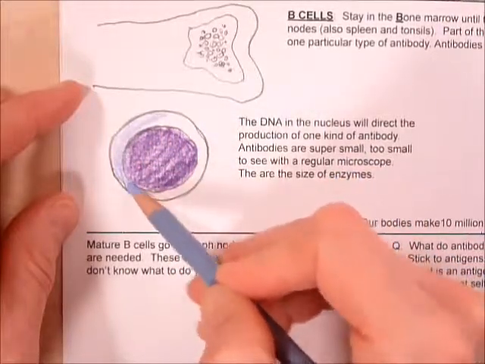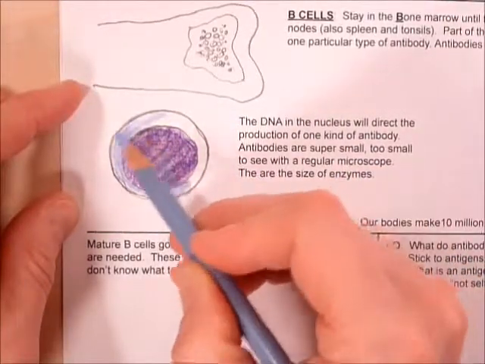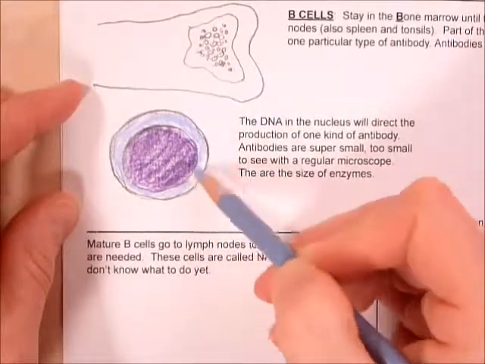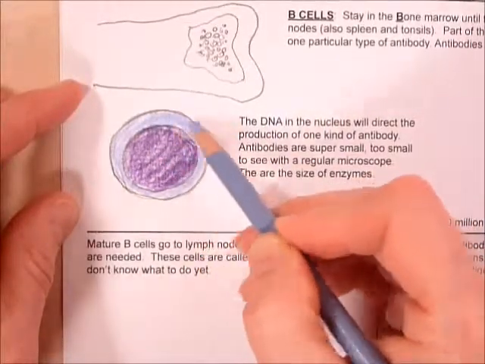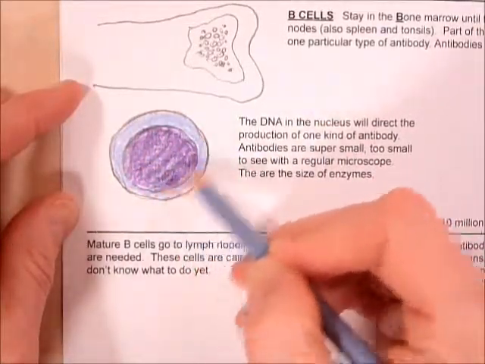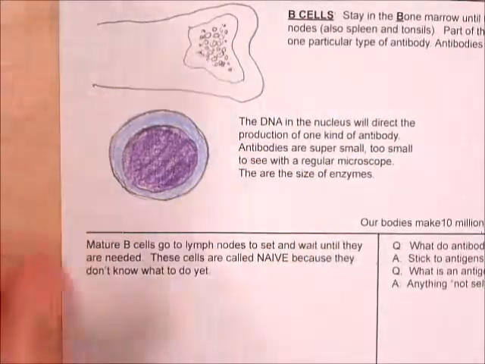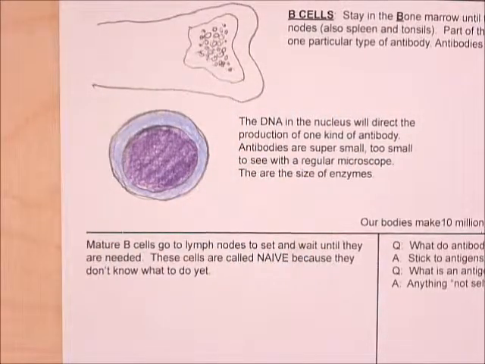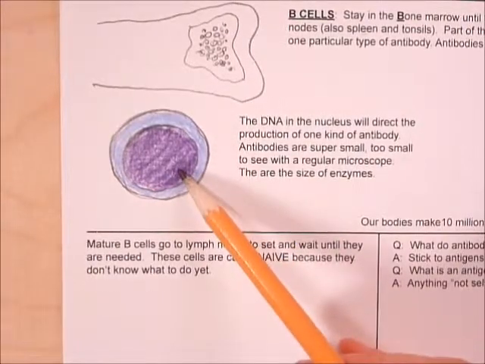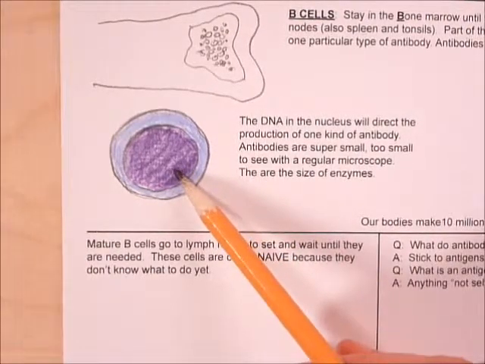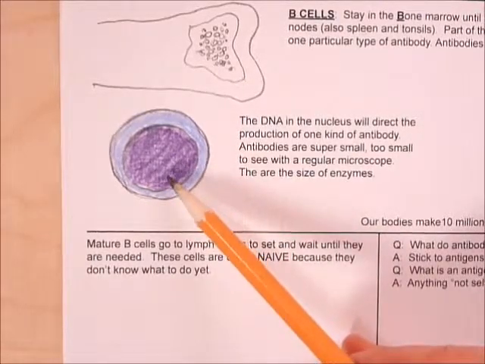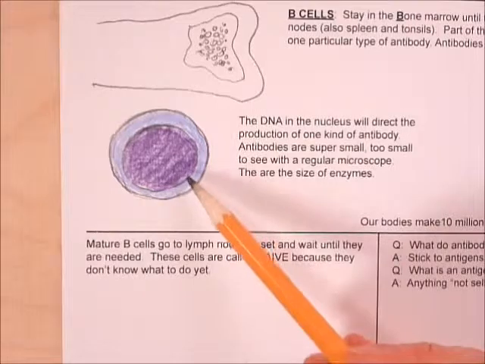Now remember, once again, I've said this before, I'm going to say it again, real cells don't have this color. These are stained. Okay, so that bears repeating. Now this is a B cell. We're calling it a B cell here, but it would look the same if it was a T cell or an NK cell. All the lymphocytes pretty much look the same. You really can't tell whether it's a B or T just by looking.